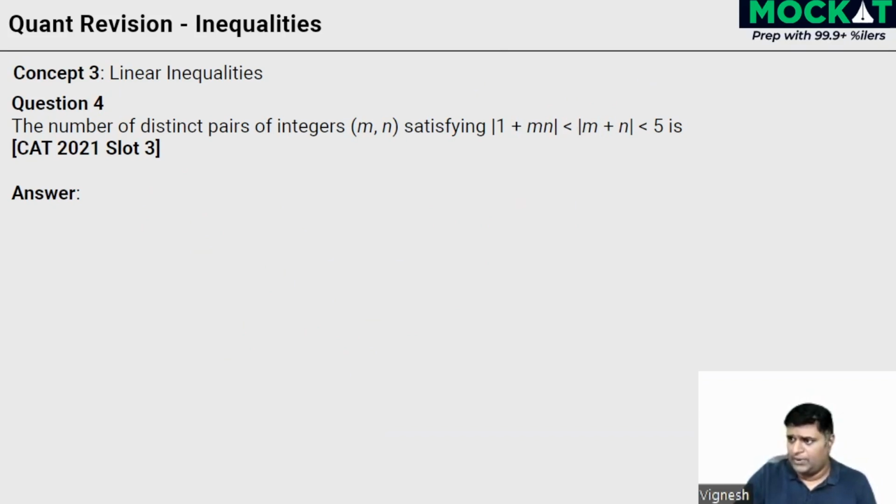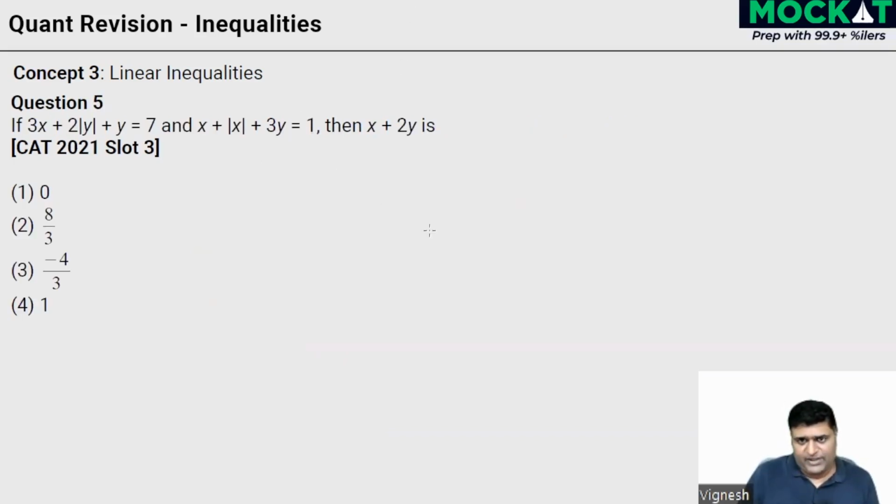Okay, moving to the next question over here. So on to question 5. If 3x plus 2 times modulus of y plus y equals 7 and x plus modulus of x plus 3y equals 1, then x plus 2y is what, right? Now this is a question where we have, as I said, linear equations types. Inequality is coming with respect to the modulus and how we're going to open it up, right?